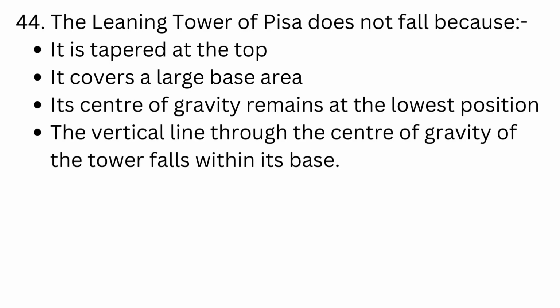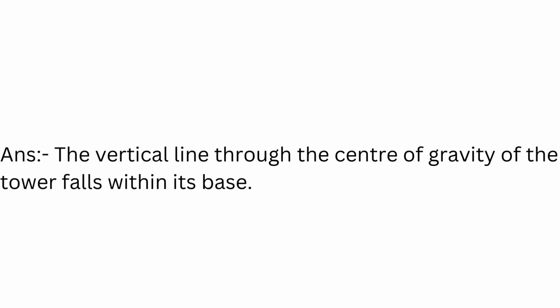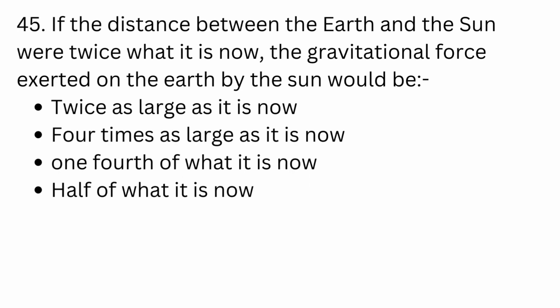Next question is, the Leaning Tower of Pisa does not fall because options are, it is tapered at the bottom, it covers a large base area, its center of gravity remains at the lowest position, or the vertical line through the center of gravity of the tower falls within its base. The right answer is, the vertical line through the center of gravity of the tower falls within its base.